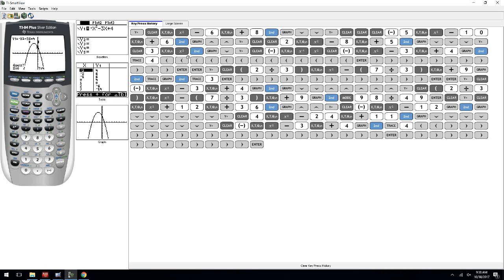And then your calculator says, hey, do you want me to guess between the left bound and the right bound where that vertex is? And you're like, yes, I want you to do that. So you hit enter one more time. You should get somewhere about negative 1.5 and 6.25. Everybody okay? Did anybody get negative 1.4? No. Can I borrow yours?